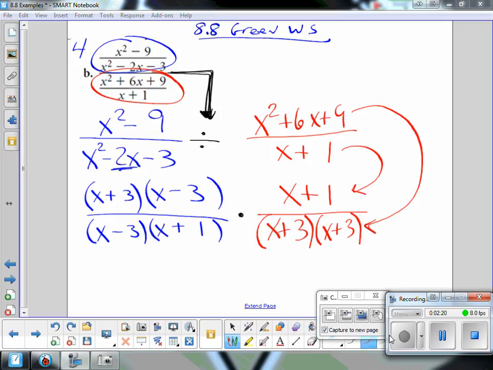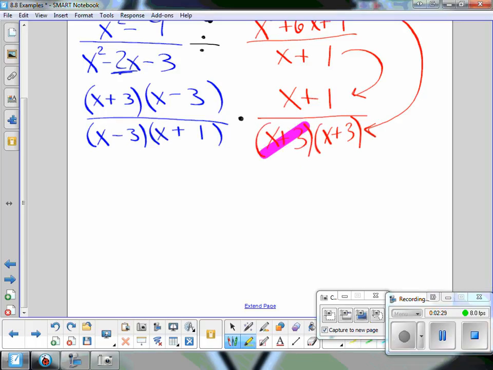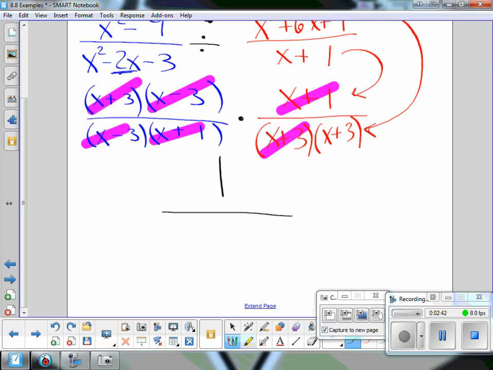Now you're looking around for things to cancel. I think we have an x plus 3 here. Oops. We have an x plus 3 here. I can cancel the x plus 3 up there. The x minus 3's can cancel. These x plus 1's can cancel. When everything's gone from the numerator, you have to hold its place with a 1. Then you have the x plus 3 on the bottom. And that's it.